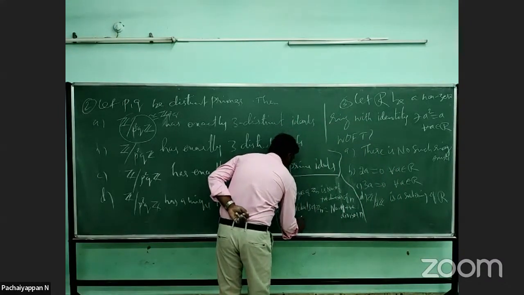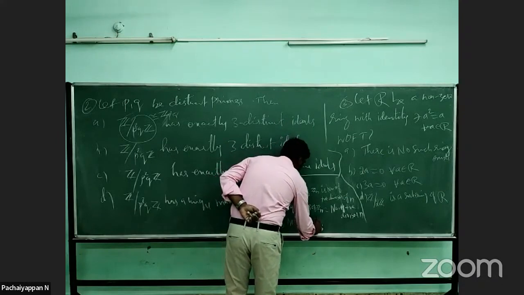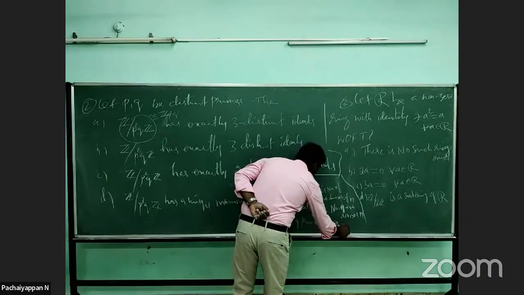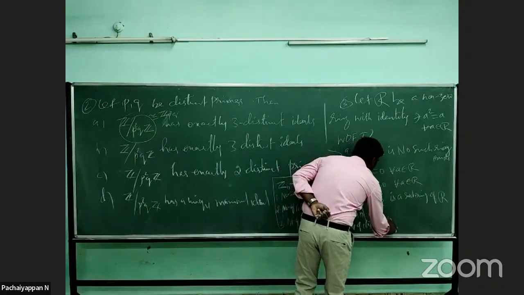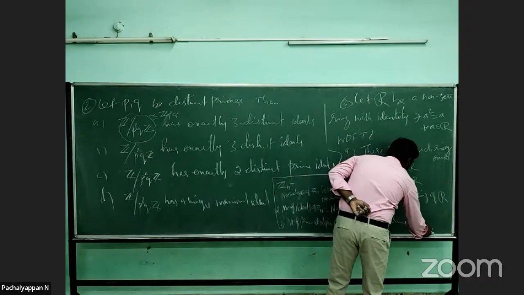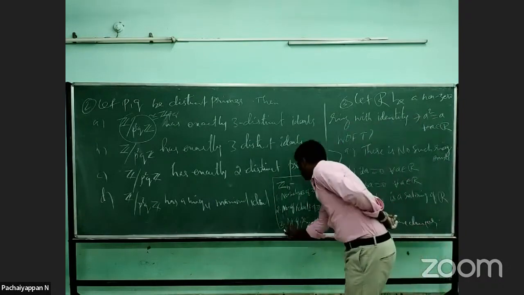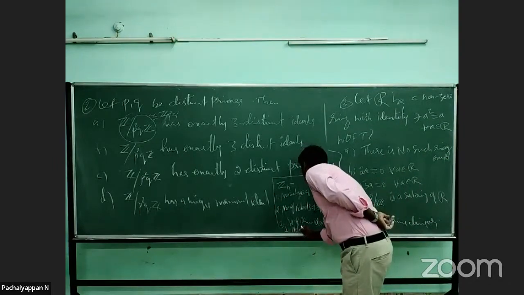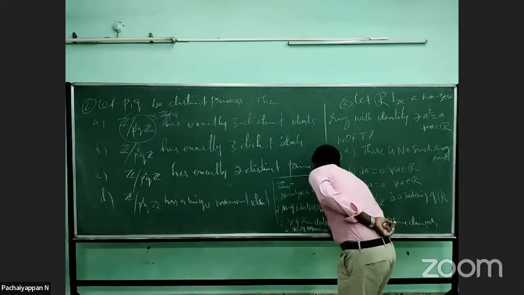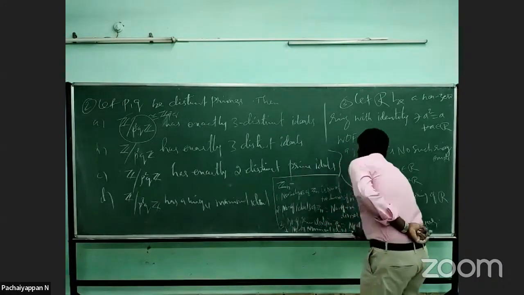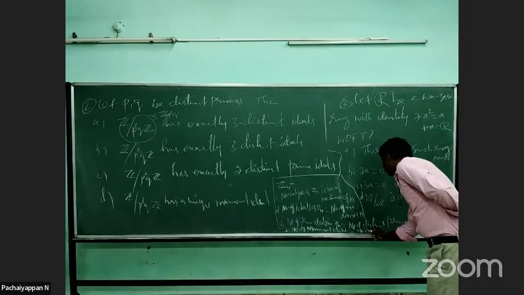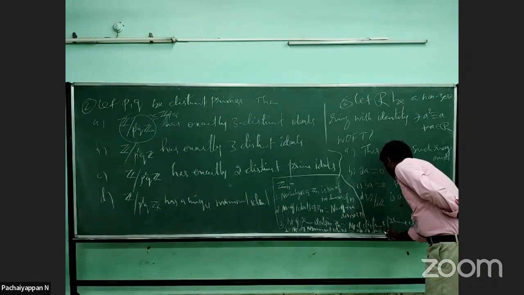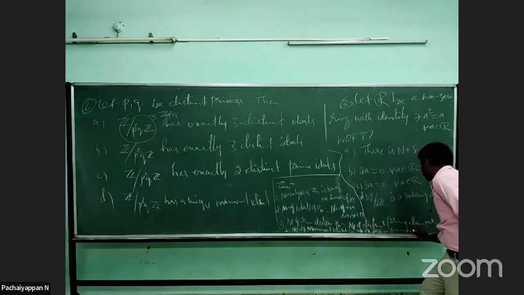Number of prime ideals in Z_n equals the number of distinct prime divisors. Fourth one, number of maximal ideals equals the number of distinct prime divisors only. Number of distinct prime divisors.